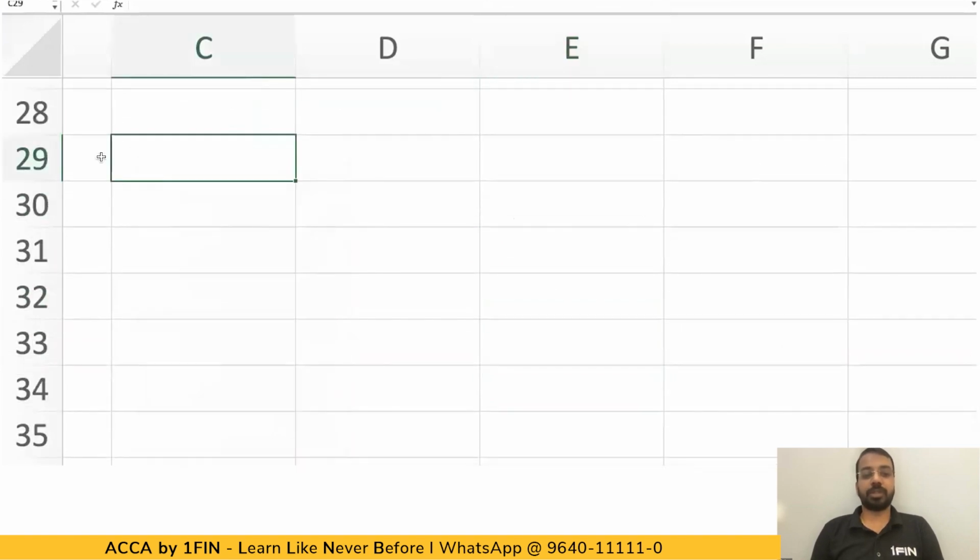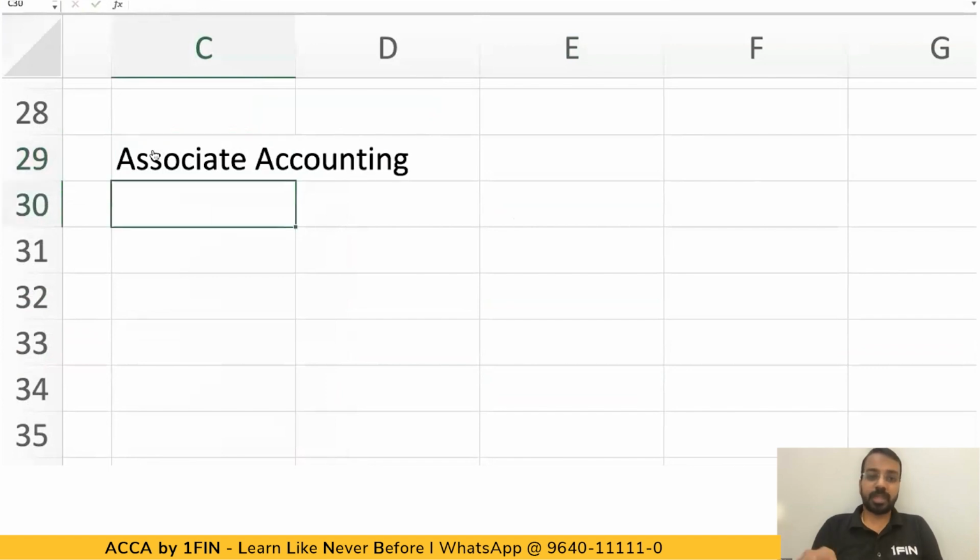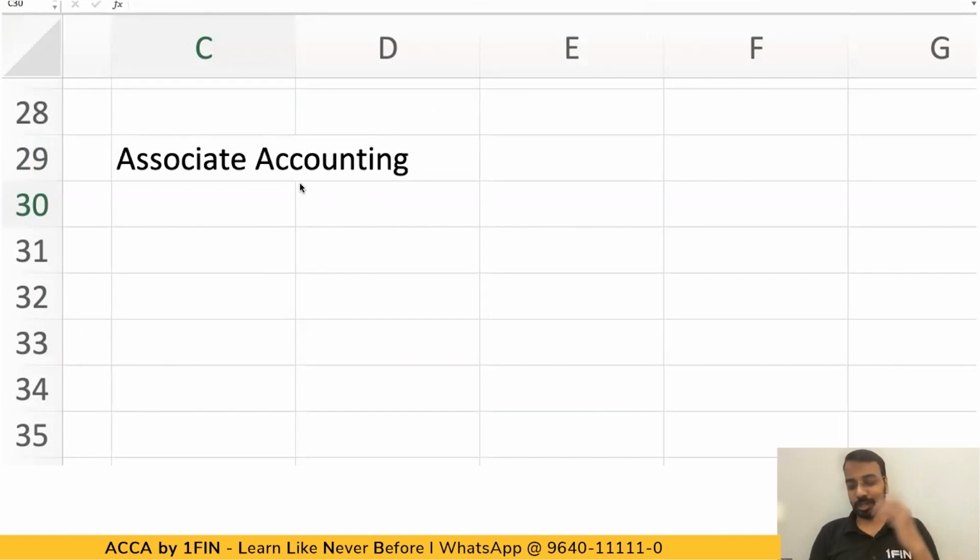Then we have associate accounting. Which method do we follow for associate accounting? What is the method called? Or you can type in, that is better. What is the method called that we follow for associate accounting? Equity method. Okay. Equity method of accounting is followed when we have investments in associates.